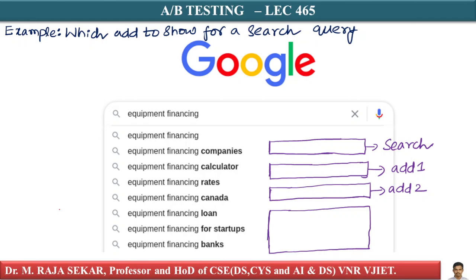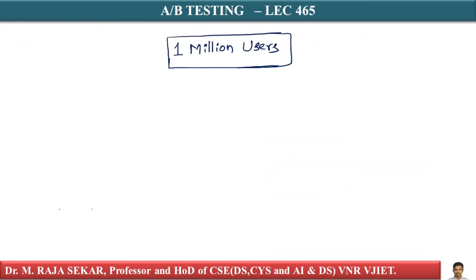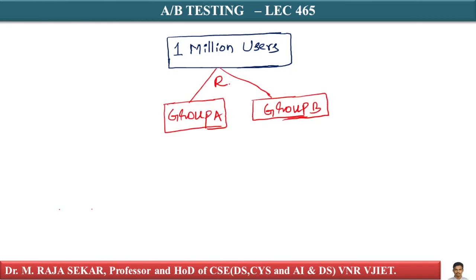Now comes a fun part. Let's see how it works. How does A/B testing work in this case? Now let's say you have 1 million users, a bunch of users. We'll randomly break these users into two groups, group A and group B. Let's assume there is an old model, M old, that is already existing, with which people are very happy.